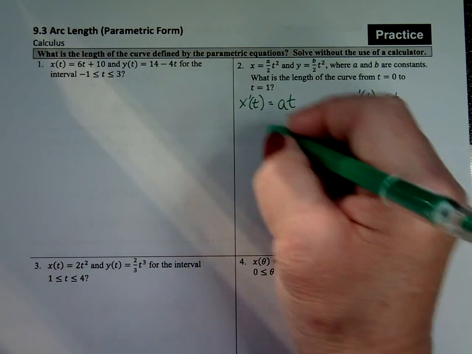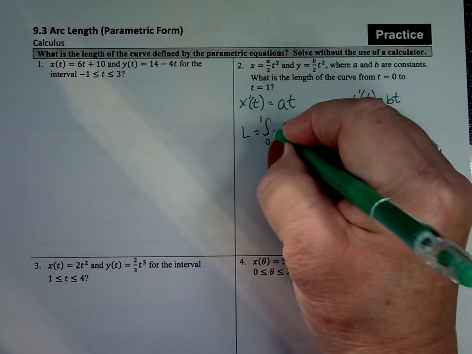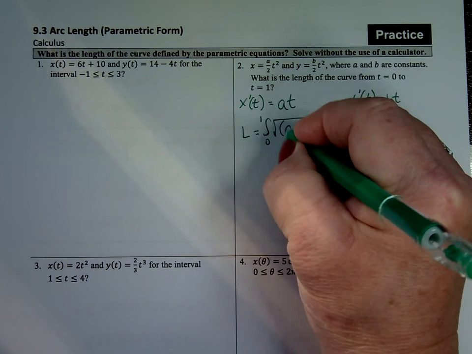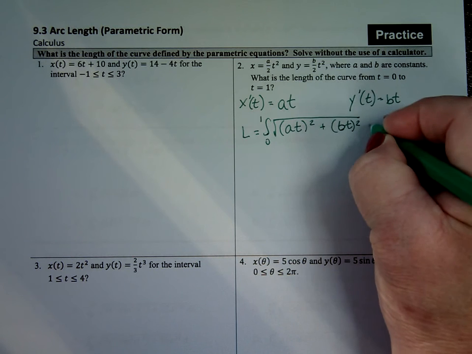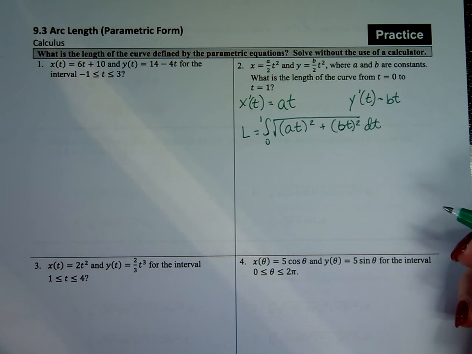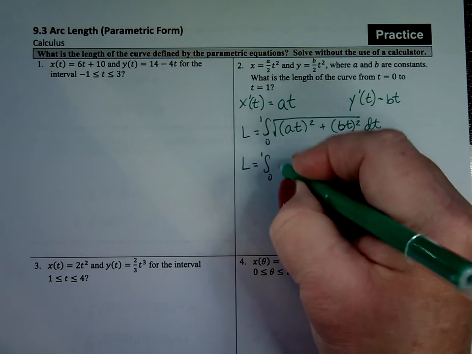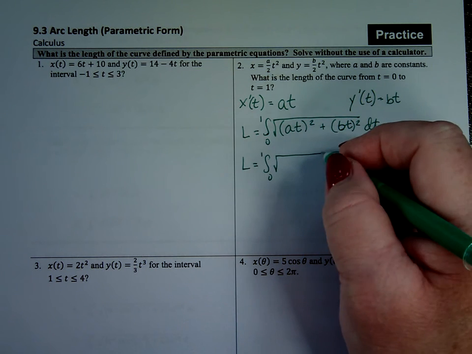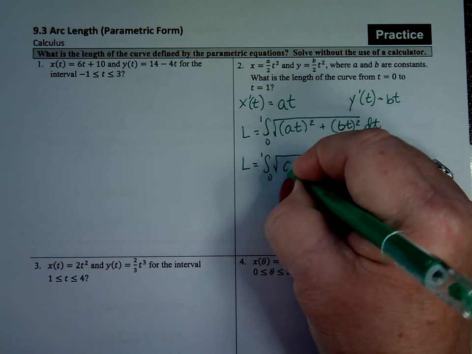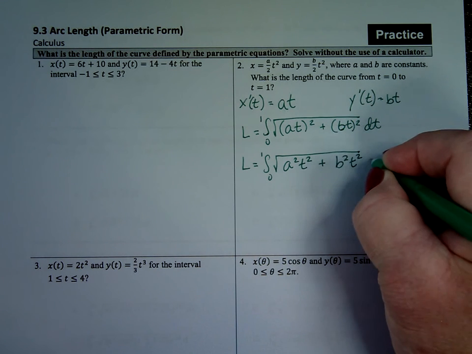All right, let's go. L equals the integral from 0 to 1 of the square root of AT squared plus BT squared with respect to t. And there's not a whole lot I can do with this, but let's just play a little bit. 0 to 1, I would have a square root of, let me do it this way, a squared t squared plus b squared t squared.